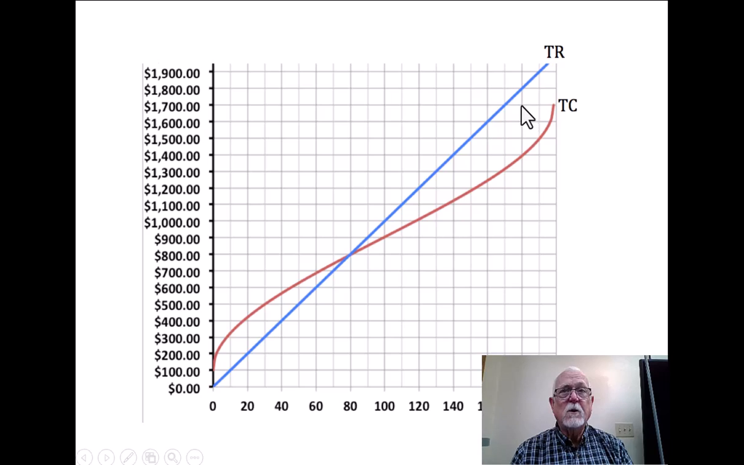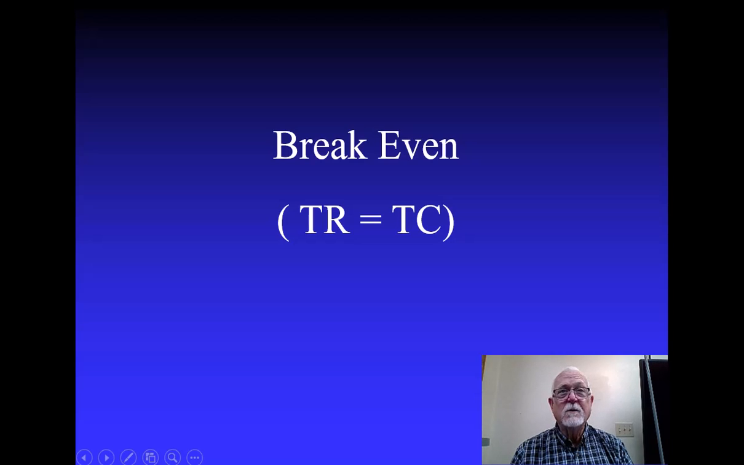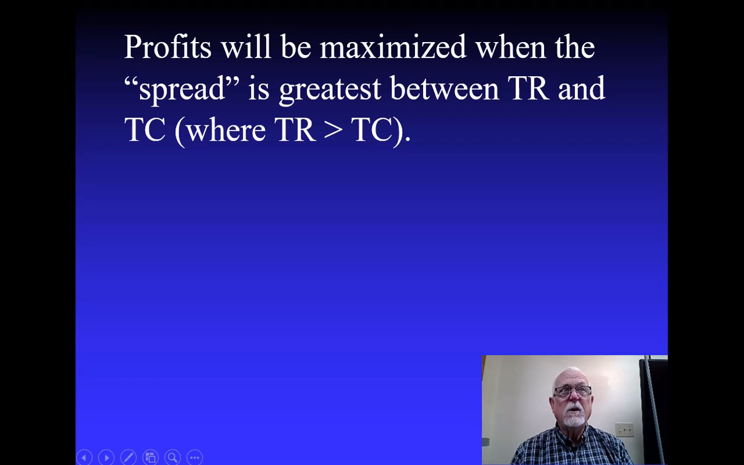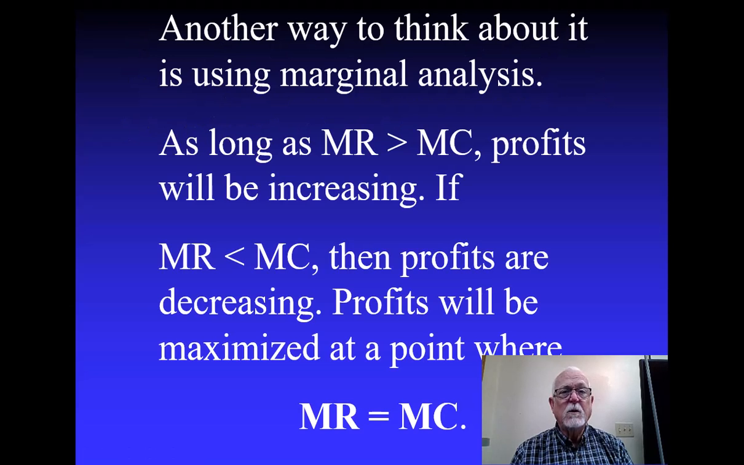Now back to the slopes. It may be a little hard to see, but at the point where there's the greatest gap, if you were to draw a tangent line here on the total cost curve, it would be exactly the same as the total revenue curve in terms of the slope. So what's the slopes of these? Marginal revenue, marginal cost.